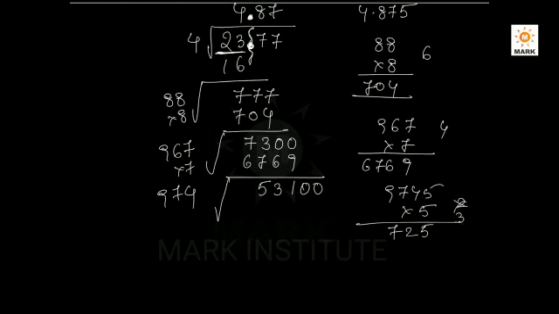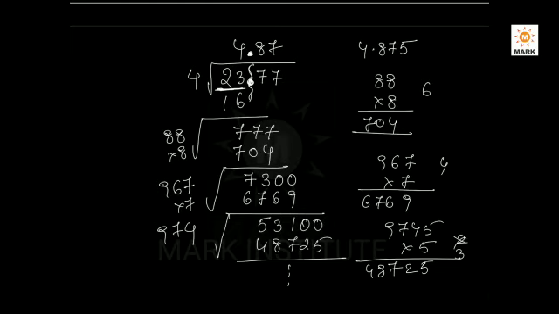9 5s are 45, 45 plus 3 is 48. So 48, 725, and so on. So clearly here I am putting 4 here because of 5 here. So the square root of 23.77 is 4.875. Exactly, we got the same answer.